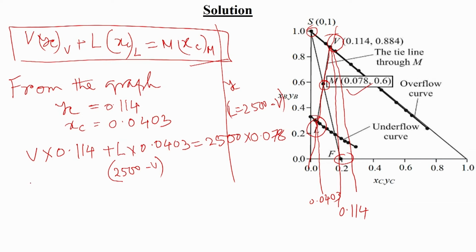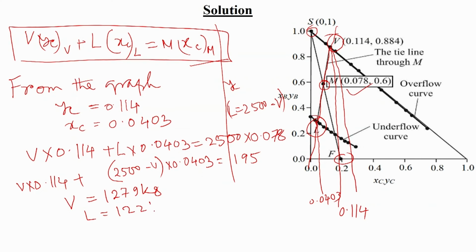So we put V into 0.114 plus (2500 minus V) into 0.0403 is equal to 2500 into 0.078. That comes out as 195. From here we get V is equal to 1279 kg, and L is equal to 2500 minus 1279, which comes out as 1221 kg.